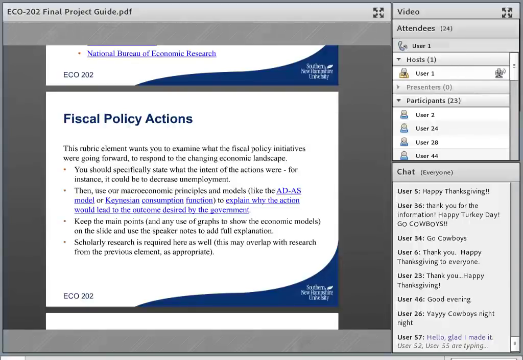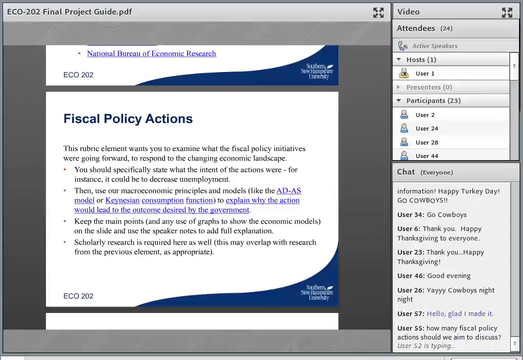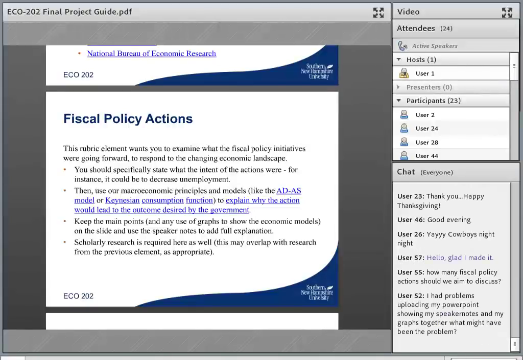All right, now I see a couple of people typing. I want to make sure I don't miss any questions before I move on to the last element.